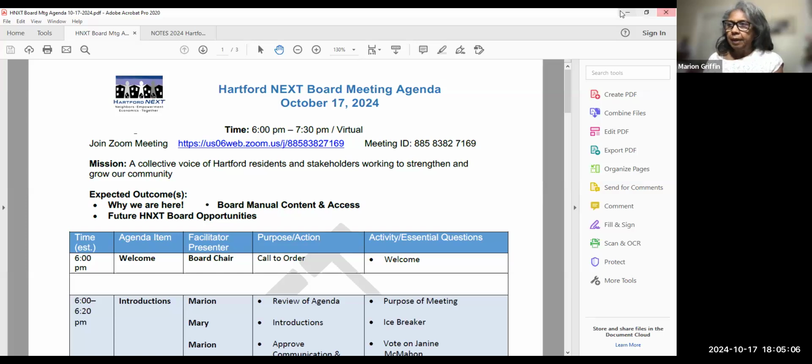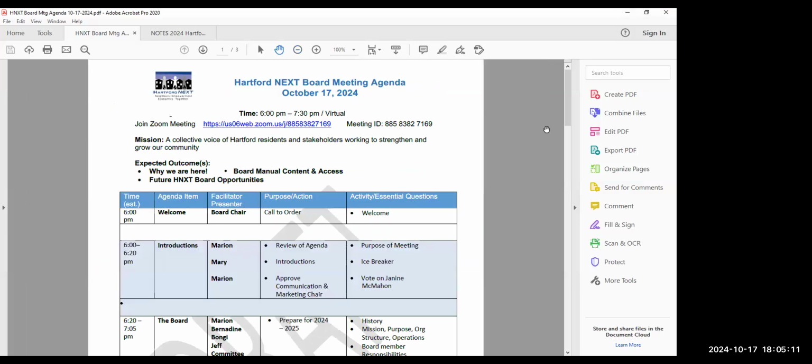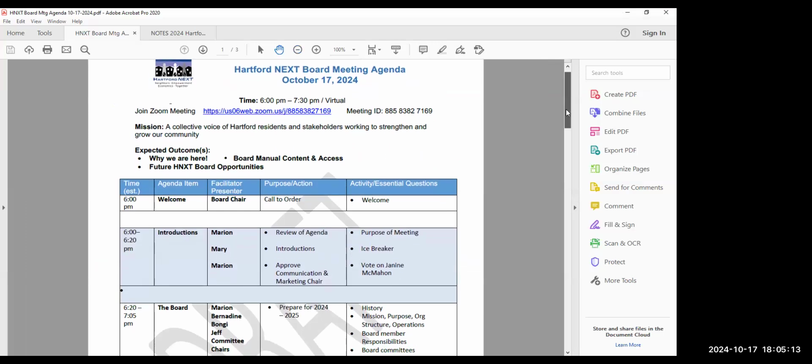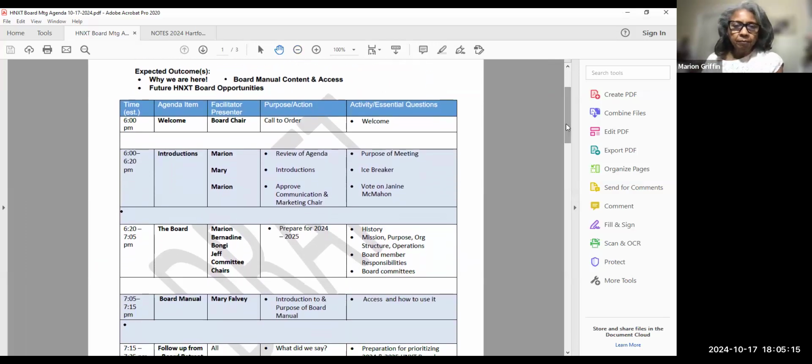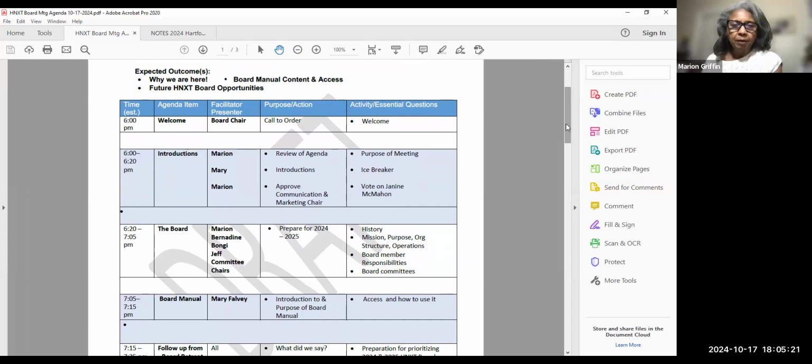All right, so today, once we do our introductions, we are going to approve the new chair for our Communications and Marketing Committee. And then we have an introduction that Mary is going to do. And after that, we're going to do our board orientation. Now, we have a lot to cover today, so those who are speaking, we would like for you to be as brief as possible, but give us as much information as possible. So hopefully you can do that.